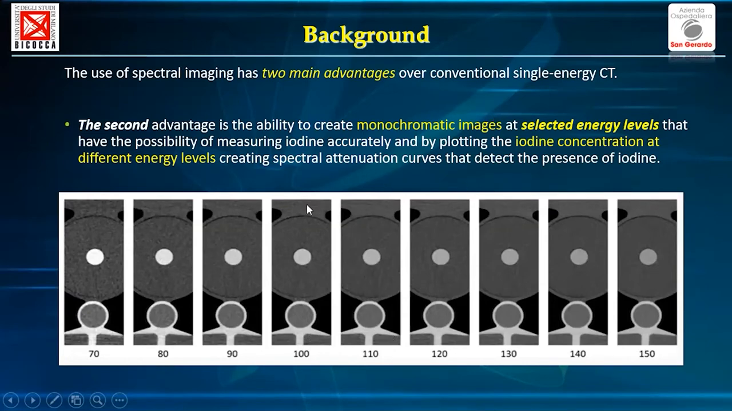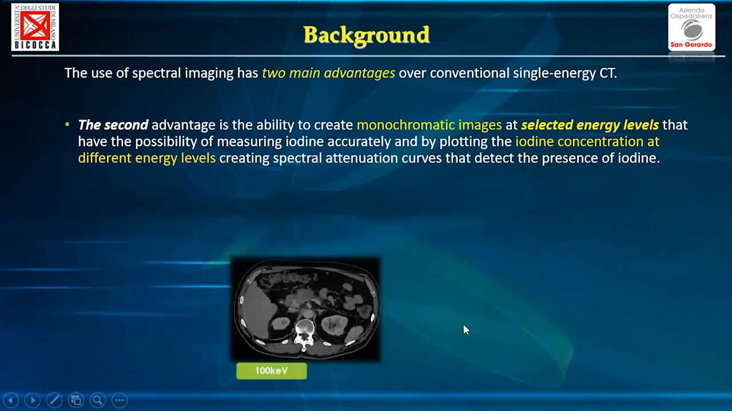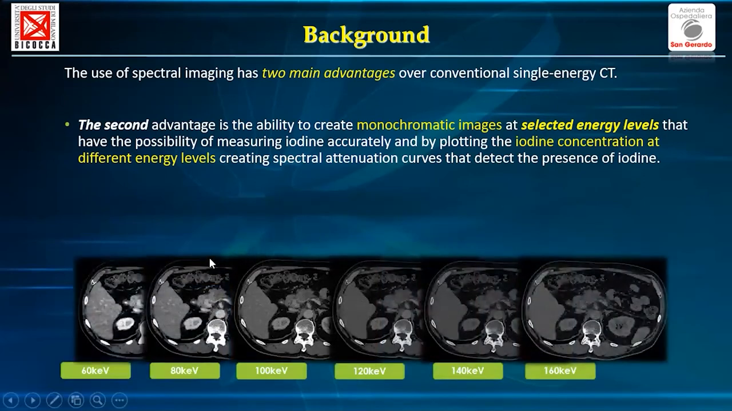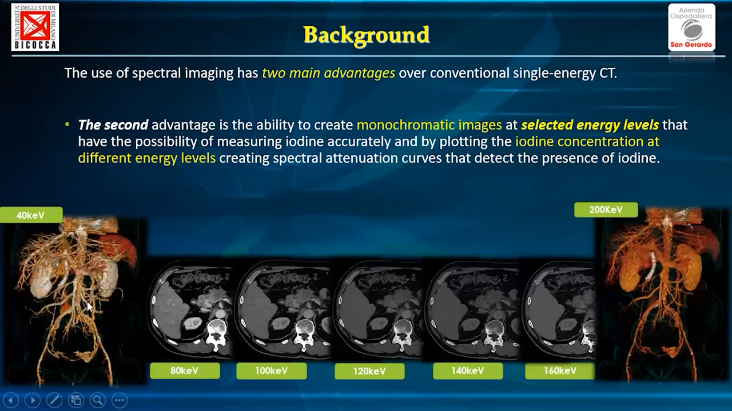The other great advantage is the possibility to create monochromatic images at different energetic levels. So we can derive a very low energetic level, increasing the iodine attenuation, or we can increase the energetic level, reducing the artifacts. And what does that mean from a clinical point of view? We can work with our standard protocol with 120 kV setting or with 100 kV setting. Later we can derive several energetic levels in order to increase the contrast between the lesion and surrounding parenchyma, in this case the pancreas. But from our single portal venous phase, we can also derive an angiographic phase, obtain an angiographic study, or we can highlight the presence of a stent, reducing the metal artifacts.